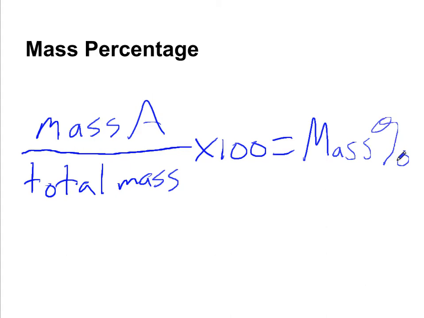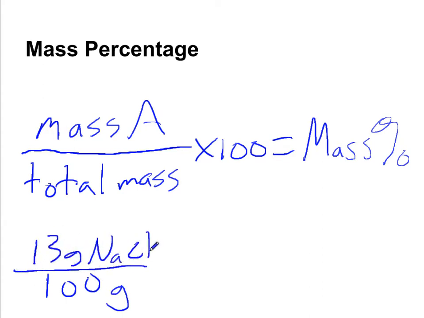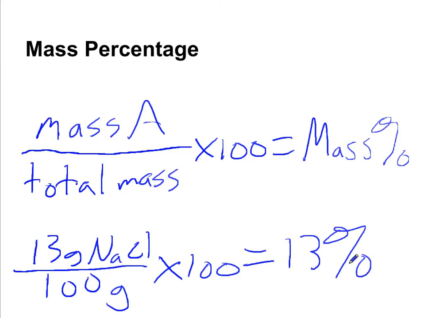So if we wanted to figure out the mass percent of a solution that has a total mass of 100 grams, and it was made by dissolving 13 grams of sodium chloride, 13 divided by 100 times 100, that's just going to equal 13% by mass. Mass percent is pretty easy.